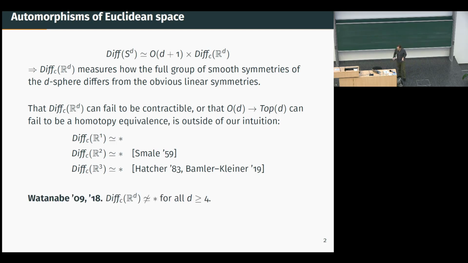But we now know that this is false in every dimension bigger than 3. It's the theorem of Watanabe that for every dimension larger than 3, the group of compactly supported diffeomorphisms is not contractible. In other words, for the smooth symmetries of the sphere, there are strictly more of them than the ones that we know coming from linear algebra. And of course, it's good to know the space is not contractible, but I would like to know if it's not homotopy equivalent to a point, so what is it? Not what isn't it? That's what I'm interested in. What can we say about the topology of this space now that we know that it's not just contractible?